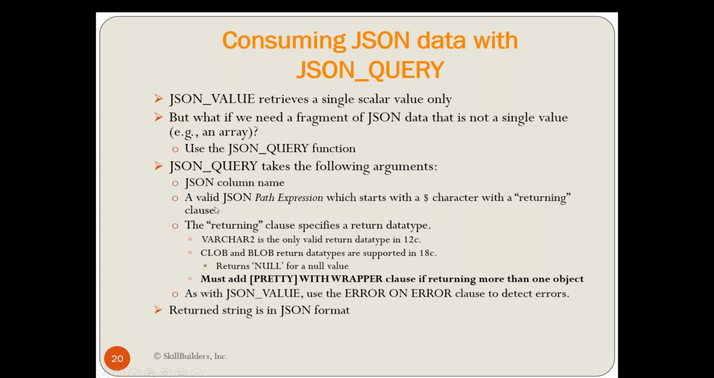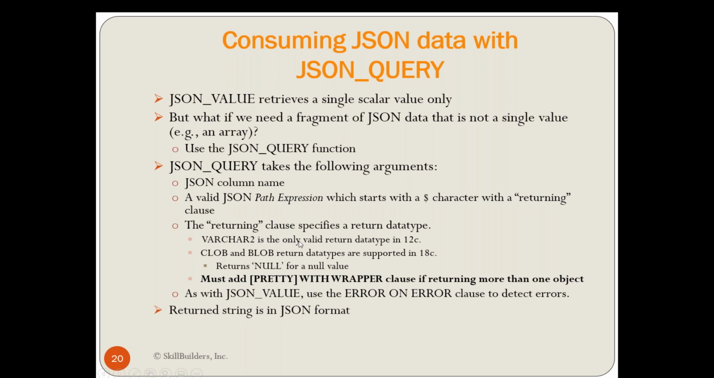JSON query is similar to JSON value. It takes the JSON column name as its first argument, a path expression with the $ and so on as the second argument, but you need a little bit extra. You need a returning clause in the path expression. And you have to say what the data type is you're returning.